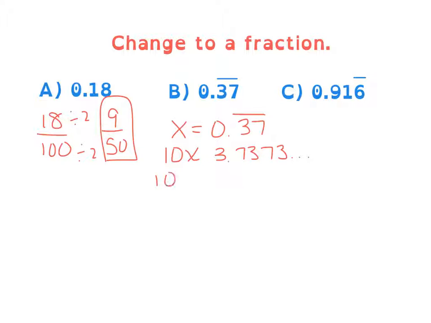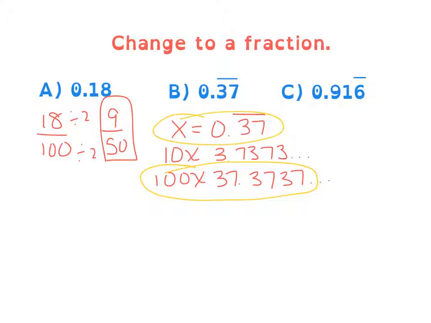If I try 100x, it moves the decimal point from the original twice. It's 37.373737... Okay, if you notice, 100x and just x have decimal points that are exactly the same. They have 37 repeating forever. So these are the two numbers that I'm going to use.